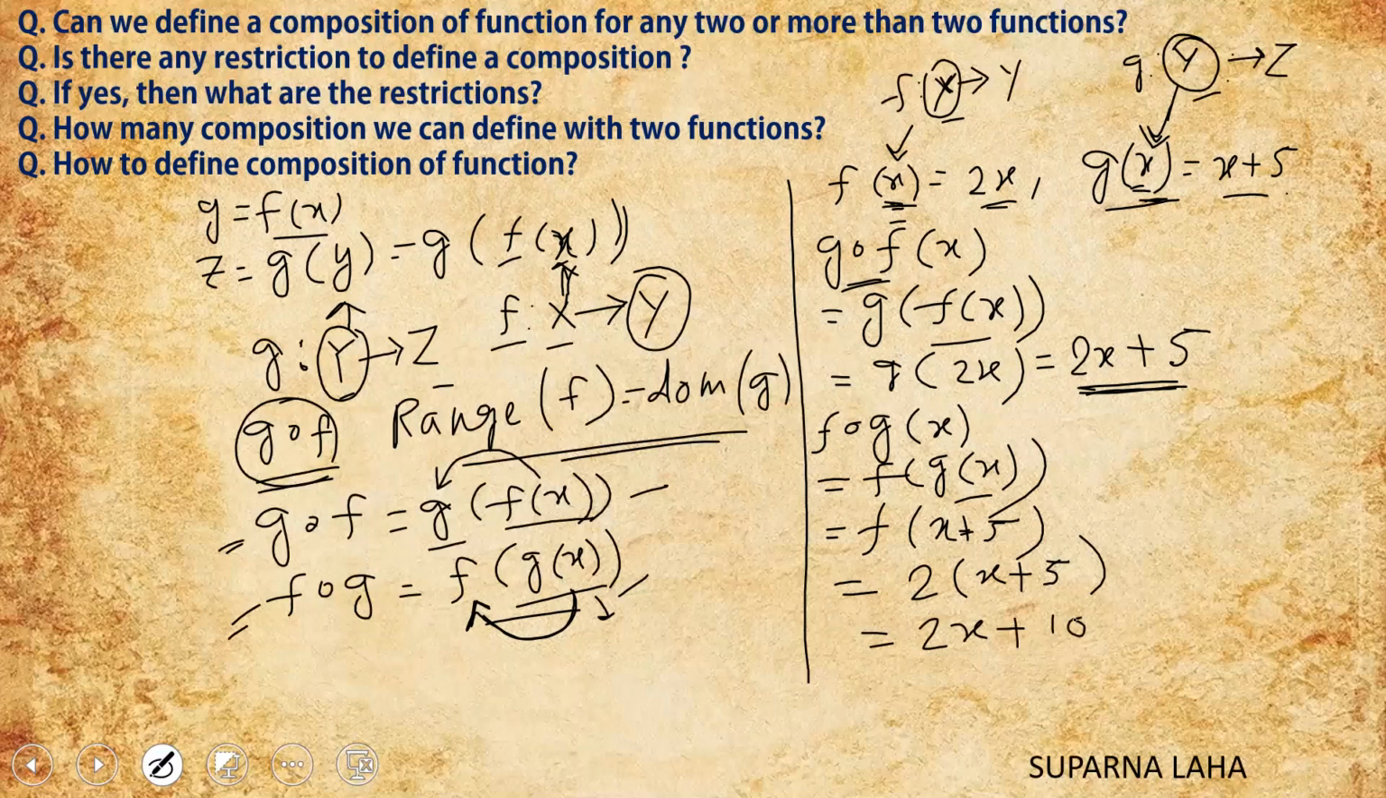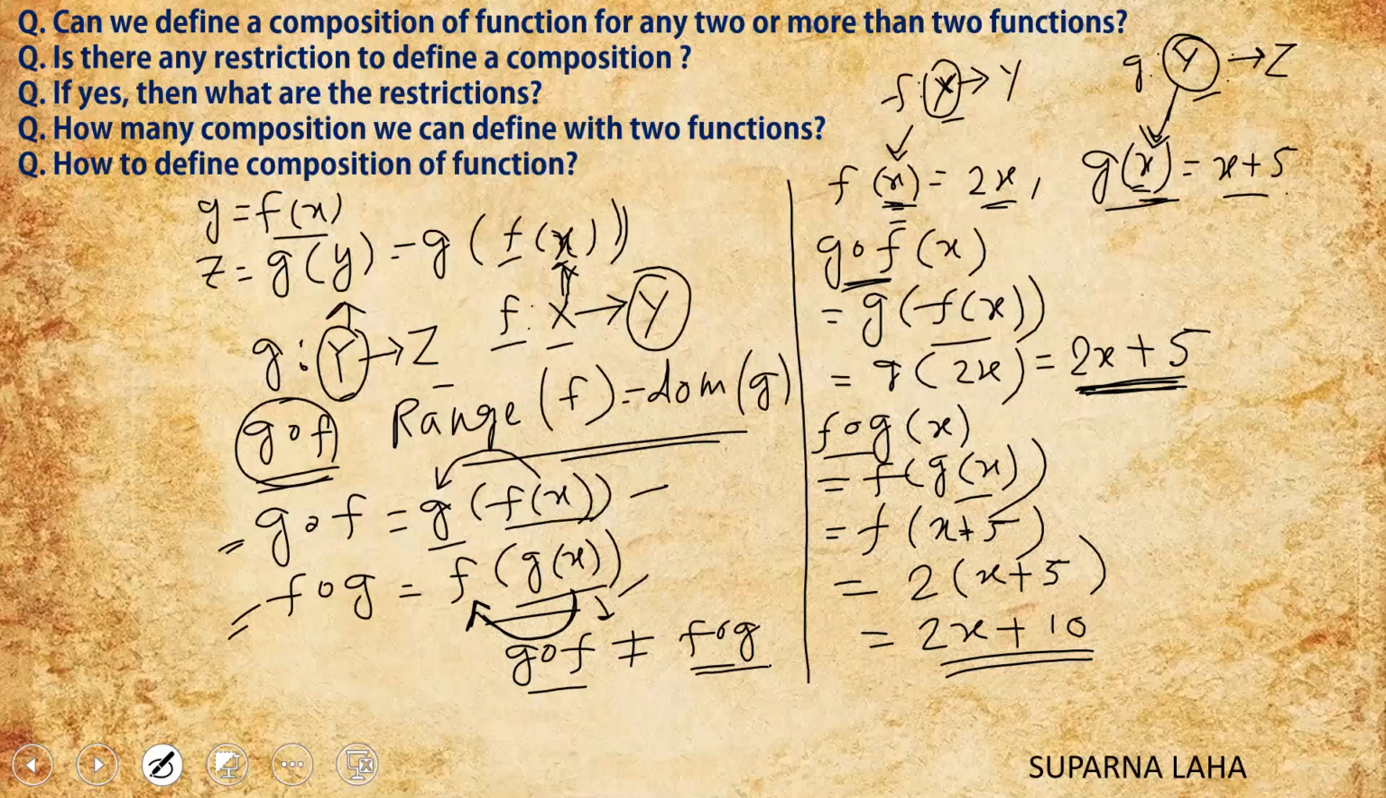So look here, g of f is 2x plus 5, and f of g is 2x plus 10. That means they are not the same in general. So in general, g of f, or in short I can say gof, is not equal to f of g as functions. So g of f is not equal to f of g in general.